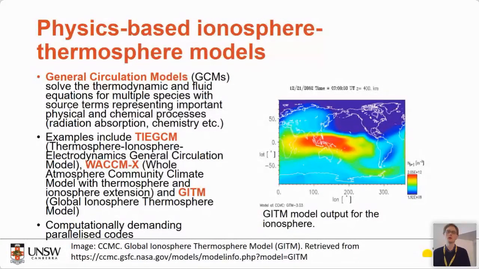Examples of this type of model include TIEGCM, the thermosphere ionosphere electrodynamics general circulation model, WACCM-X, and GITM, the global ionosphere thermosphere model. These are computationally demanding parallelized codes. While they don't currently demonstrate a clear advantage in terms of accuracy over the empirical models, which simply describe climatology of the ionosphere thermosphere system, they do provide a greater insight into the underlying physics of these regions.